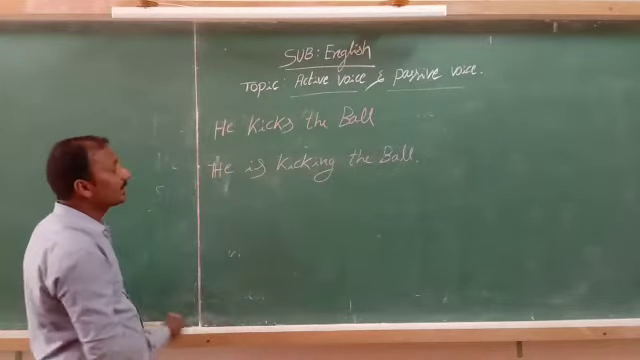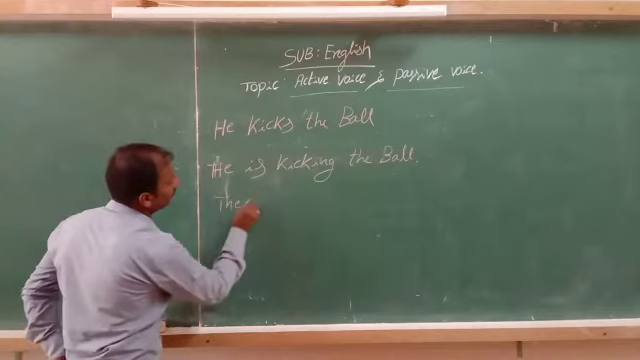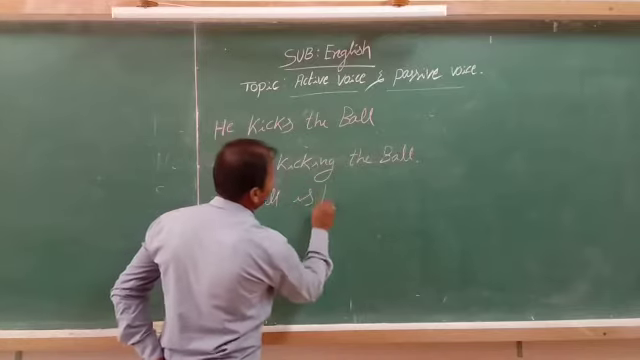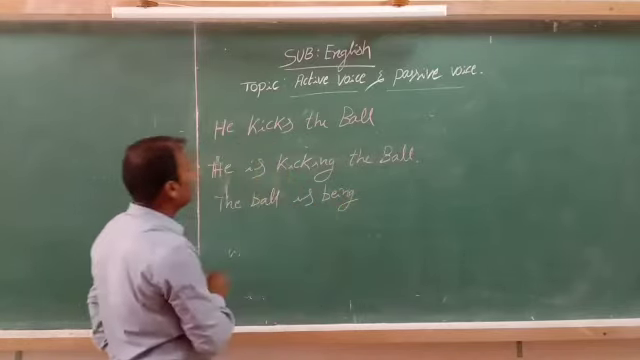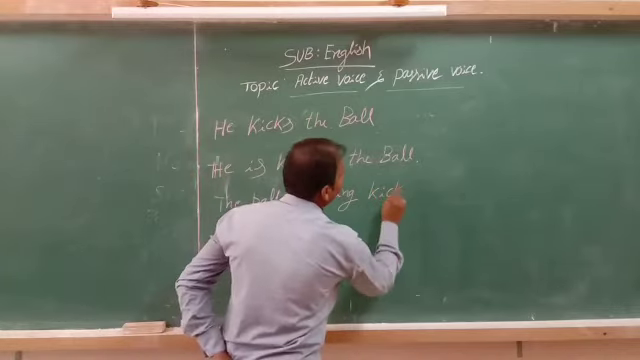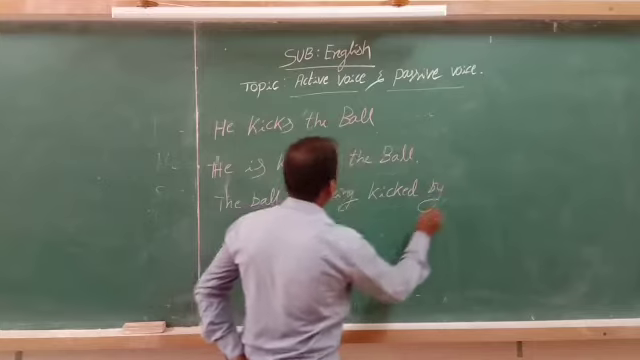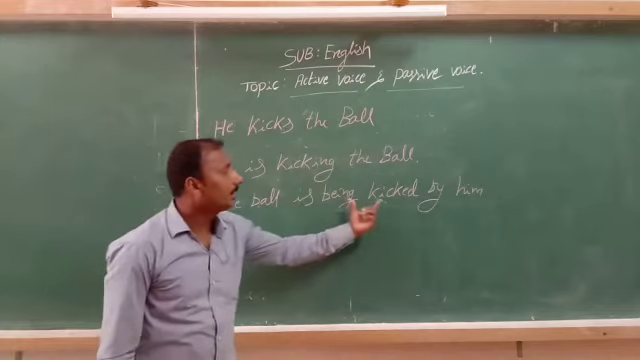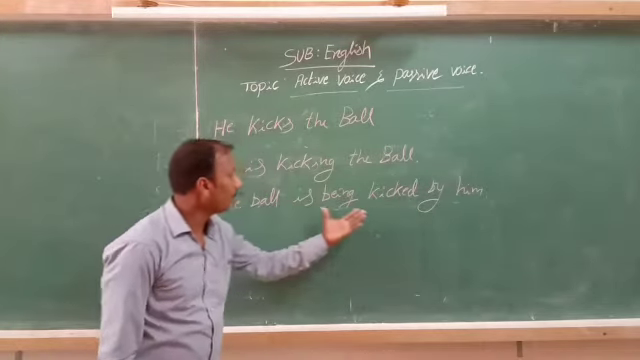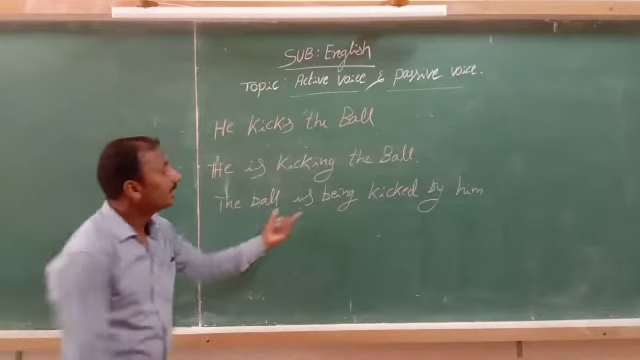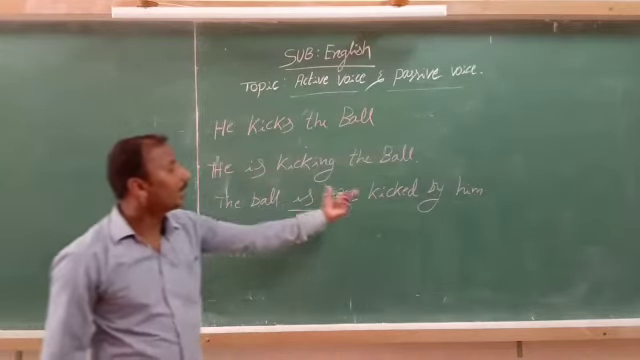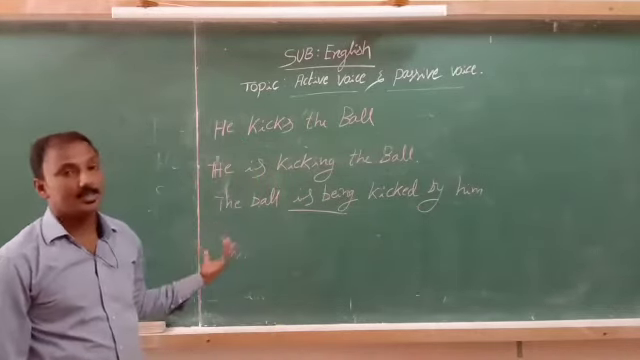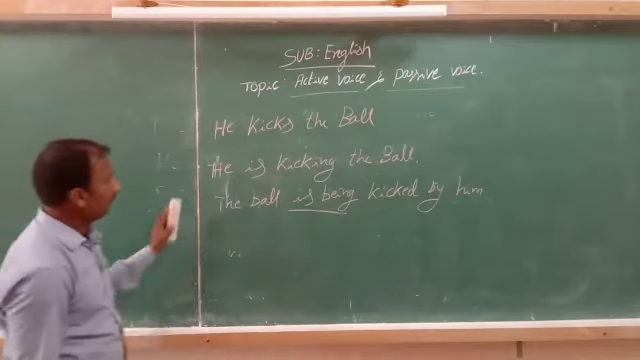Change this sentence into passive form: the ball is being kicked by him. The ball is being kicked by him. In the sentence we observe is changes as is being. Then the verb appears in the V3 form, with by, and also the subject becomes the object and the object becomes the subject in the present continuous tense.